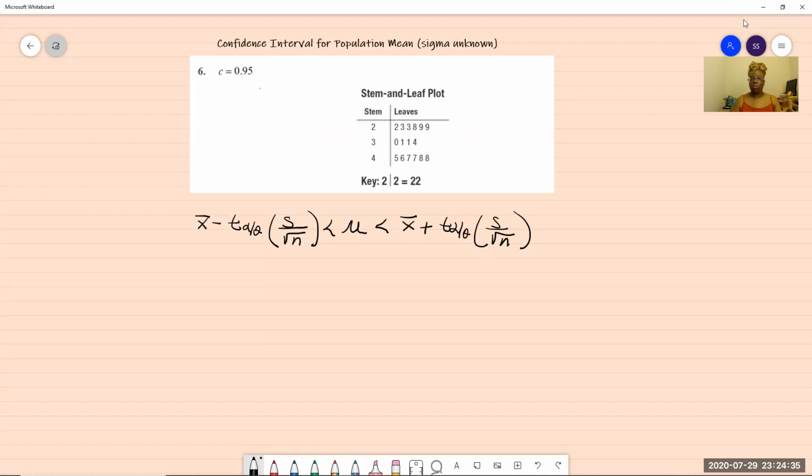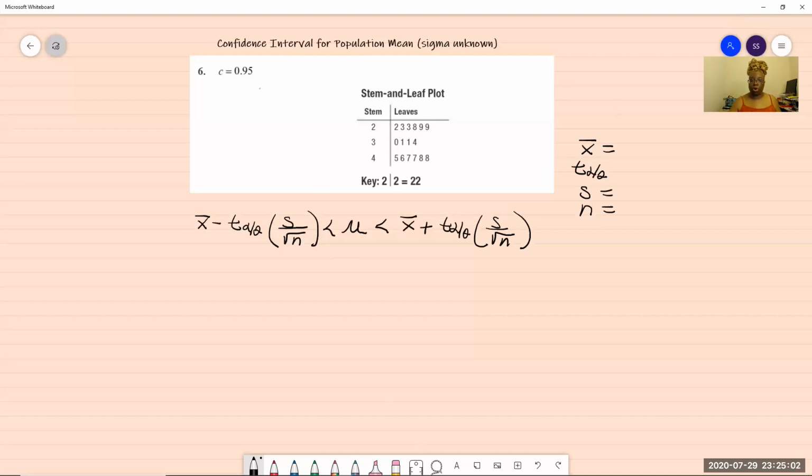The good thing about formulas is we know what we need. We know that we need an x bar, we know we need a t alpha over 2, we know we need an s, and we know we need an n. We need all of these things in order to get our answer. Let's start with the first one, which is x bar. That's going to be pretty easy.